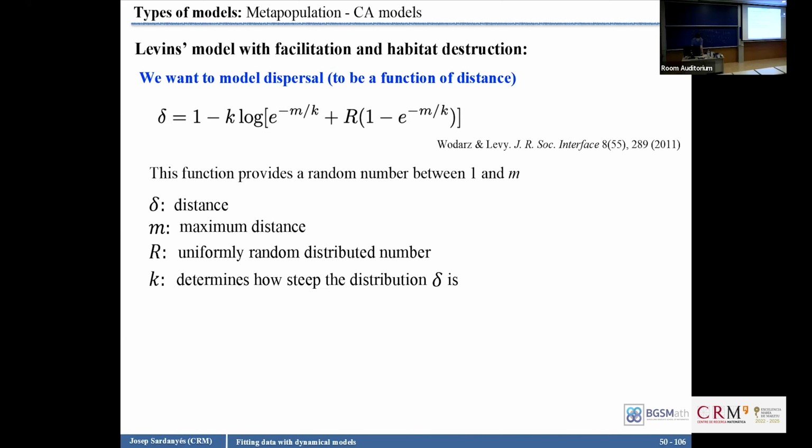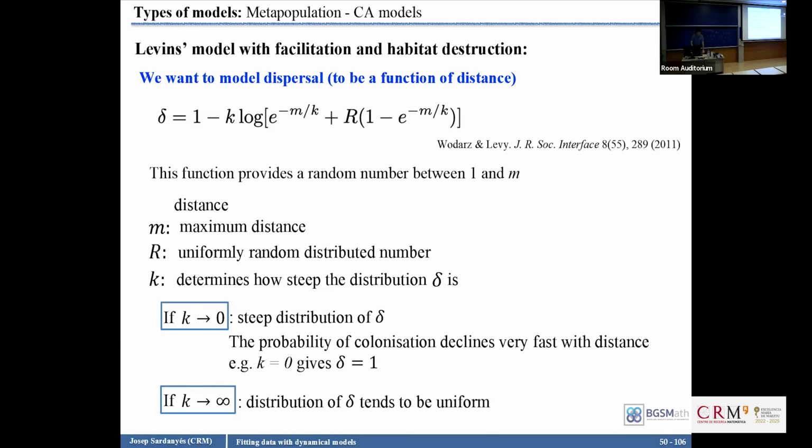And this is a very important parameter. K determines how steep this distribution of delta is. Okay, now I will show you some examples. So we have two extreme cases.